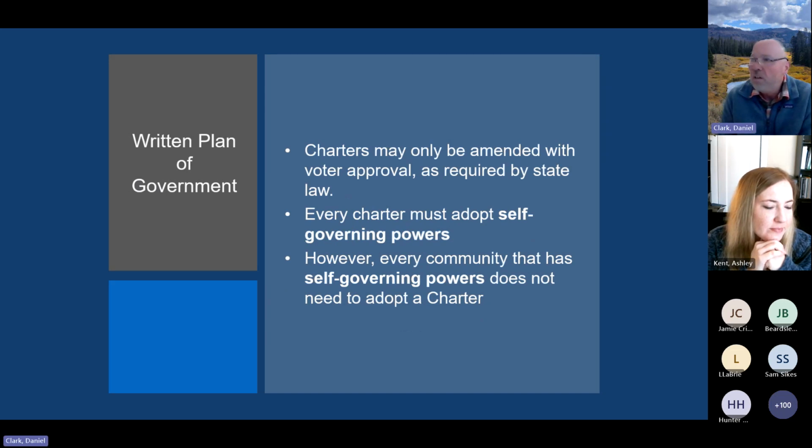All right, charters may only be amended by voter approval, and that can either come through a petition for the voters or by the elected governing body placing a change on the ballot. But all changes are done through the election process. As I mentioned, every community that has a charter must have self-governing powers, but not every community that has self-governing powers has to have a charter.